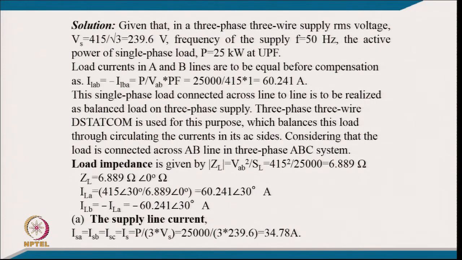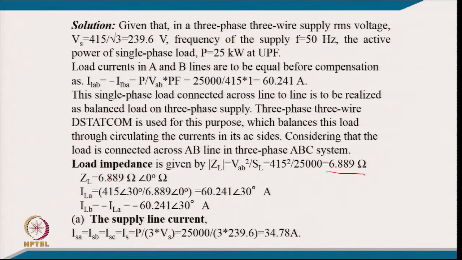The single phase load connected across line to line is to be realized as a balanced load on the 3-phase supply, and a 3-phase 3-wire D-STATCOM is used for this purpose, which balances this load by circulating the current in the AC side, considering the load connected across AB line in a 3-phase ABC system. The load impedance we have calculated as V square by SL. So, that is 415 square by 25,000, and it comes to a load resistance of 6.889 ohm.